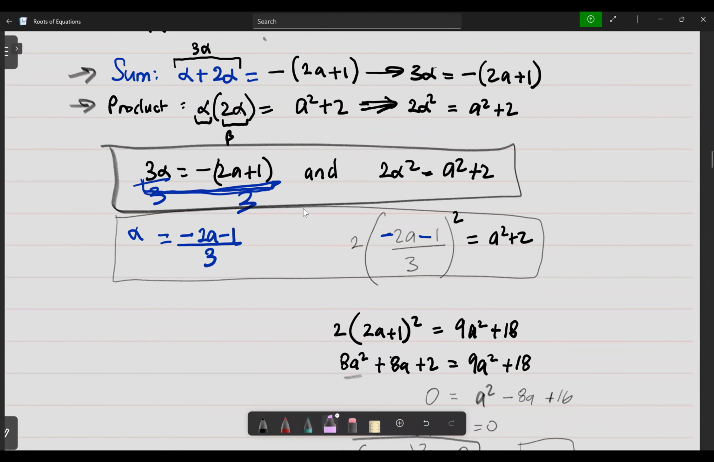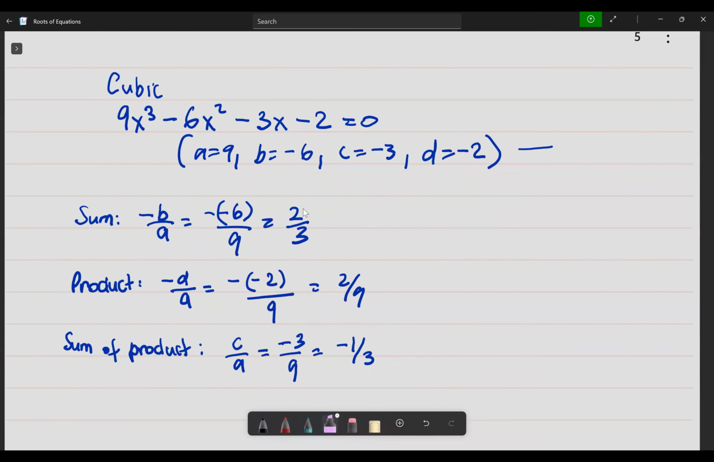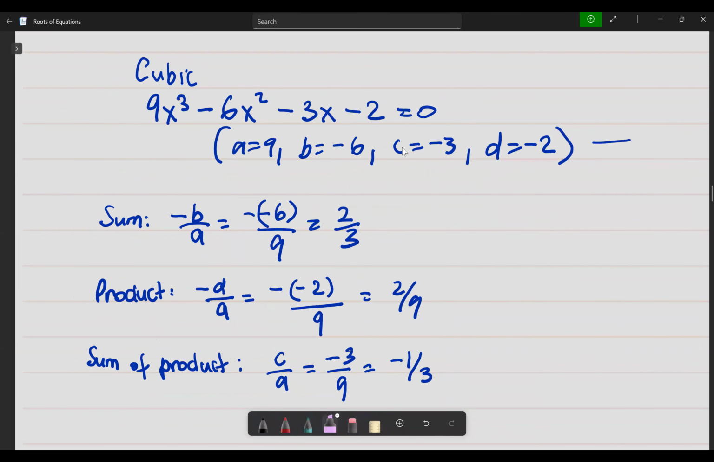I'm looking now if I go through cubic. Okay, cubic. You're given this cubic, find the sum, product and the sum of pairwise products, right? So the sum is going to be negative b over a, where b is negative 6, you see that? A is 9, C is negative 3, and D is negative 2, right? It's very important that I write this down at the beginning and then start doing your math.